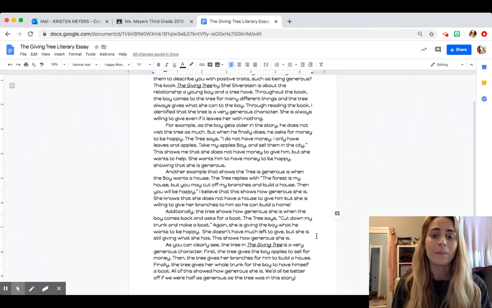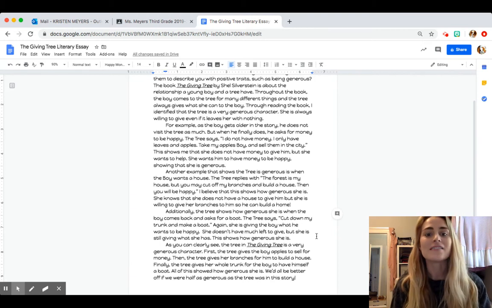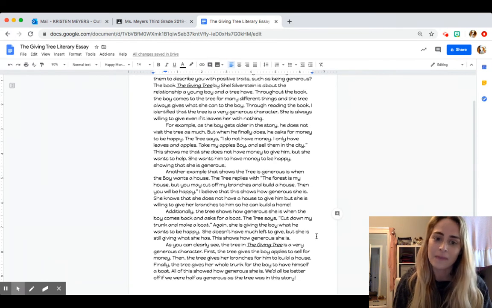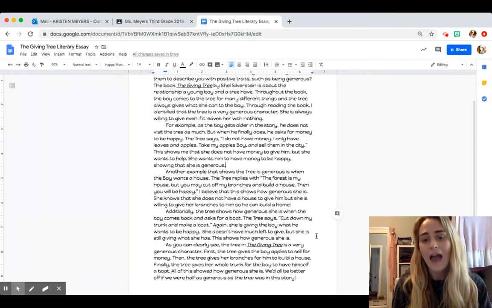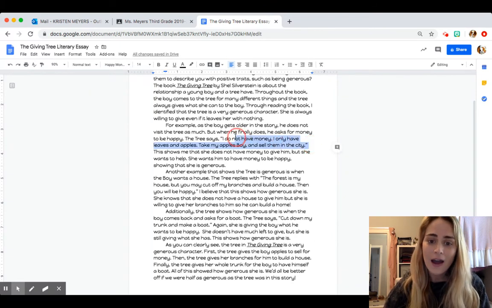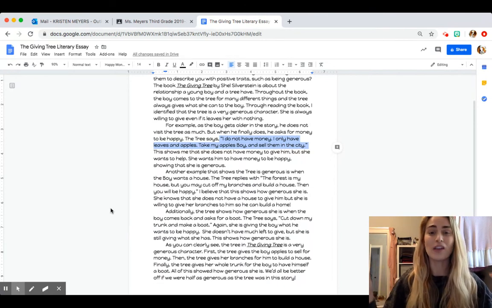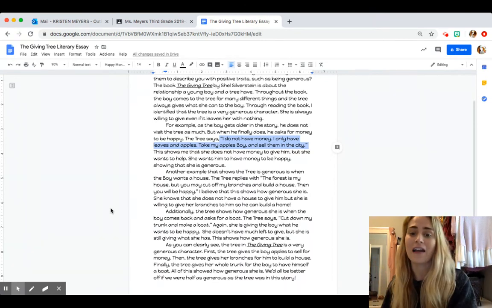For example, there's my transition. As the boy gets older in the story, he does not visit the tree as much, right? That happened in the beginning. But when he finally does, he asks for money to be happy. The tree says, "I do not have money. I only have leaves and apples. Take my apples, boy, and sell them in the city," right? There is my evidence, right? It's quoted. I have my evidence, right? So make sure we have evidence from the text.